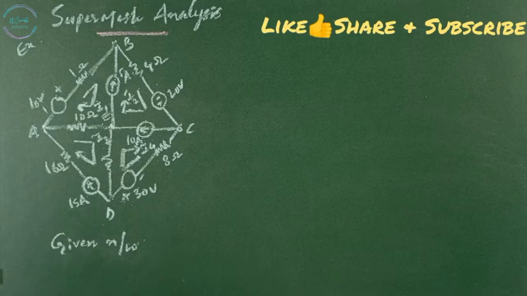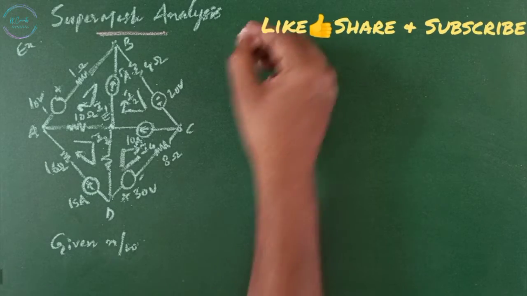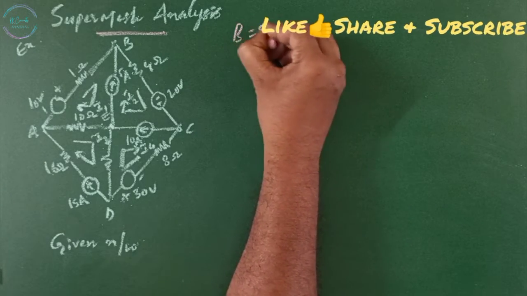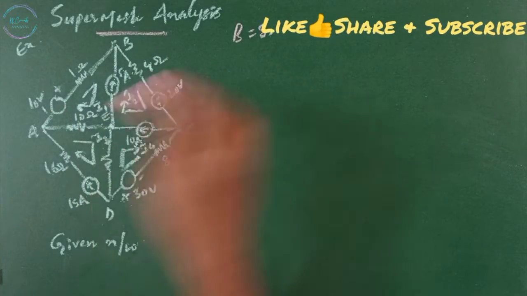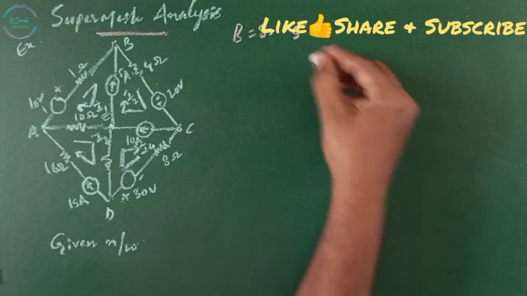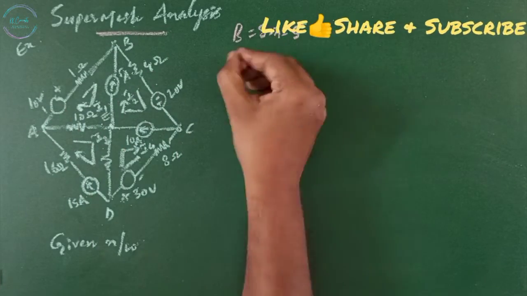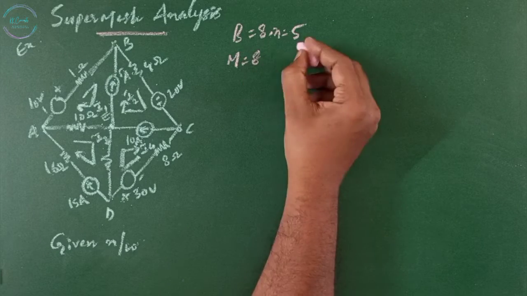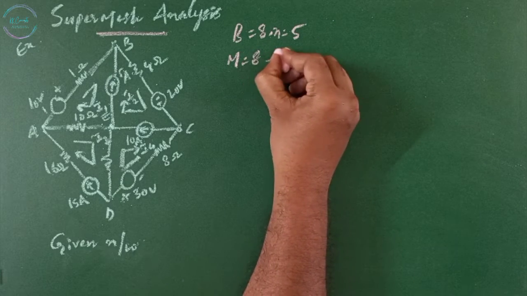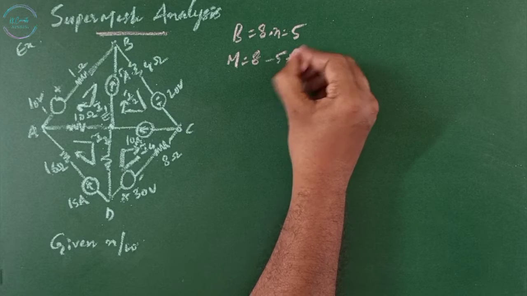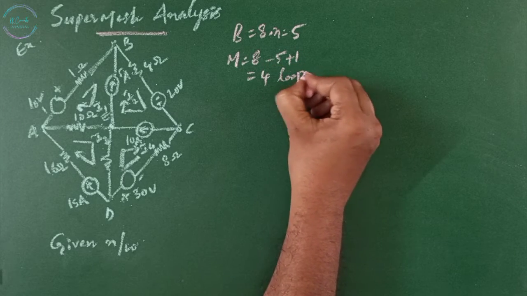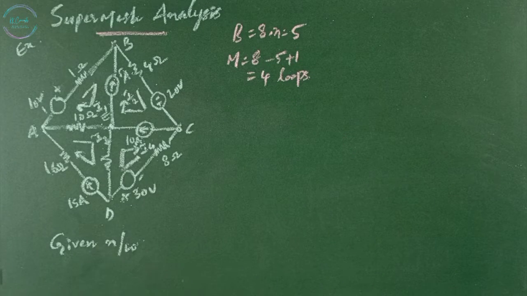Let us solve this problem. The given network has 8 branches and nodes A, B, C, D, E, so 5 nodes including the reference node. Then the total number of meshes M is given by branches minus nodes, including the reference node, plus 1, which is 4 loops or mesh equations. Or simply by inspecting, we can say that we have 4 meshes, that is I1, I2, I3 and I4.